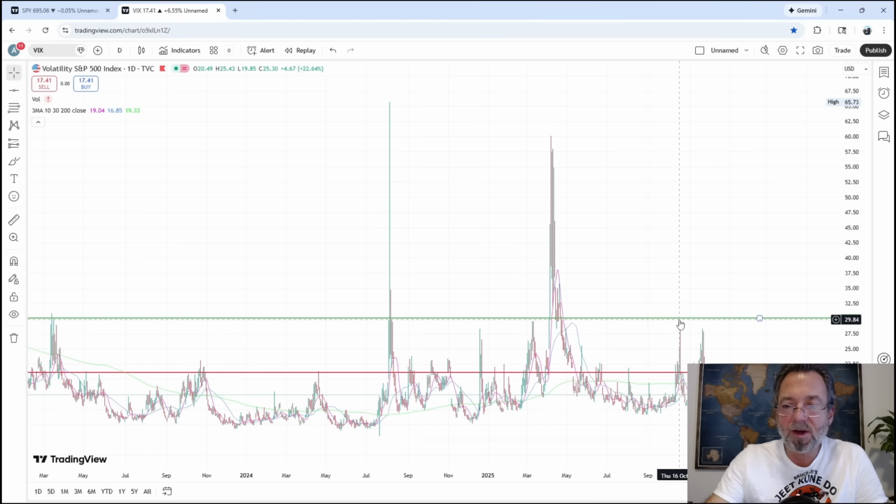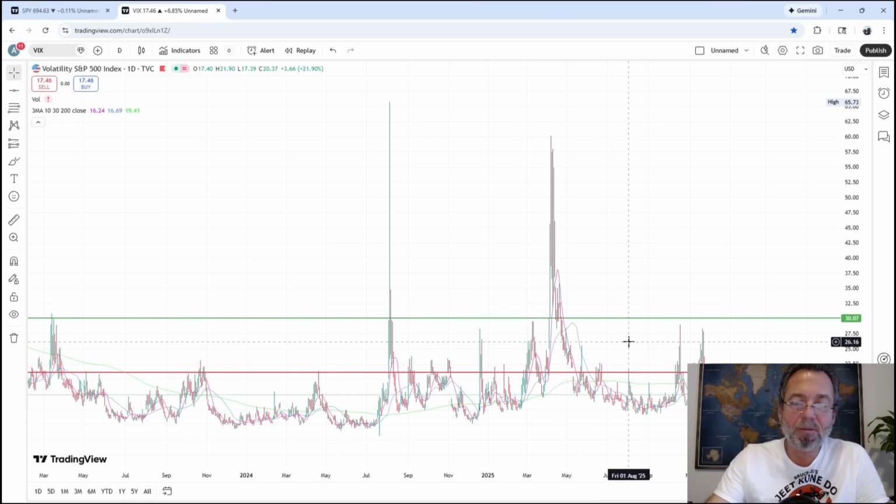You draw your line right here at 30. You draw your other line right here at 21. It's simple, right? As soon as the VIX goes above 30, you buy it. As soon as it comes below 21, you exit. And what are you buying? You're buying the S&P 500 index, SPY.